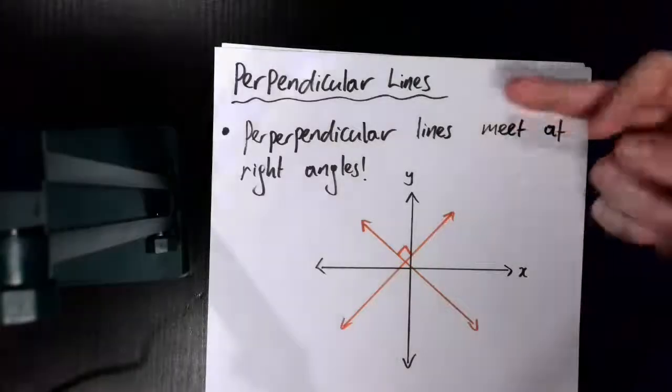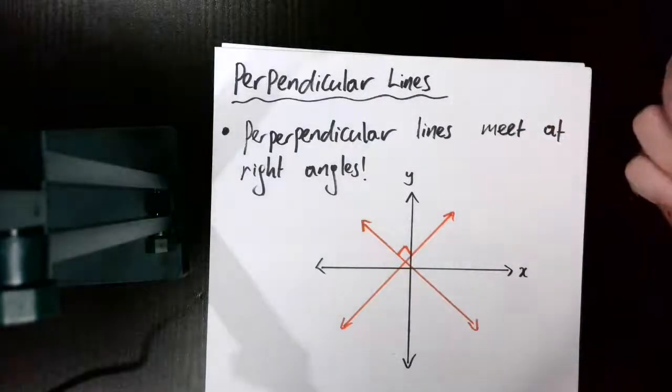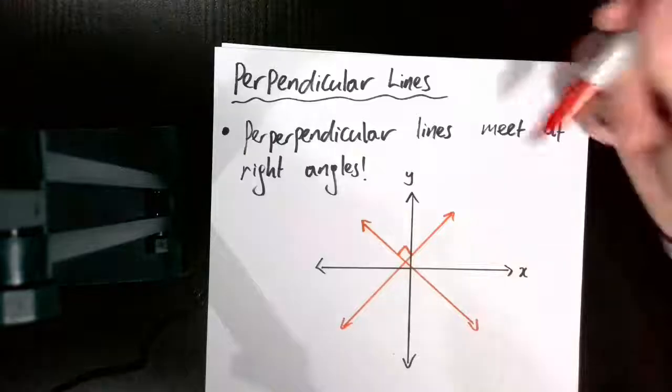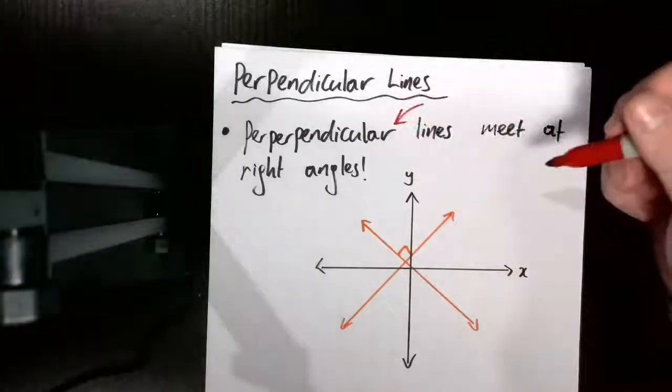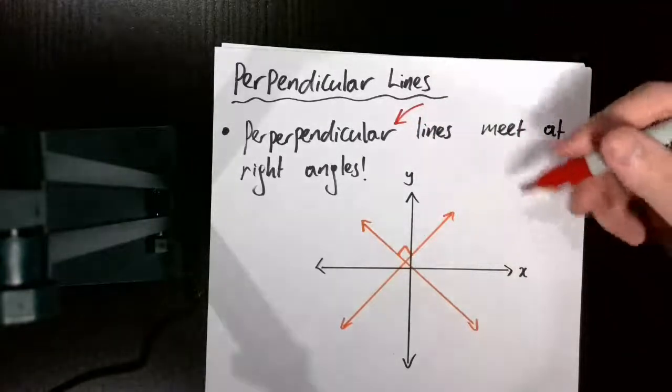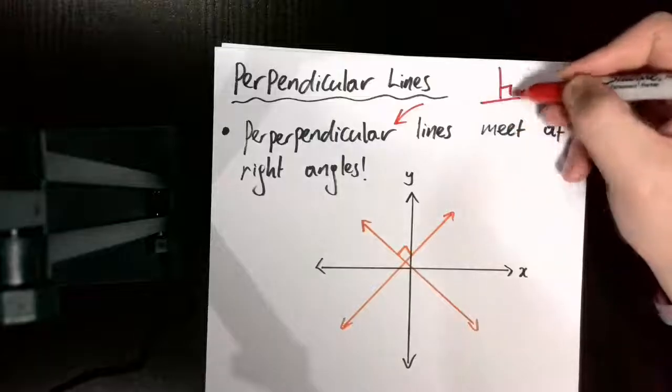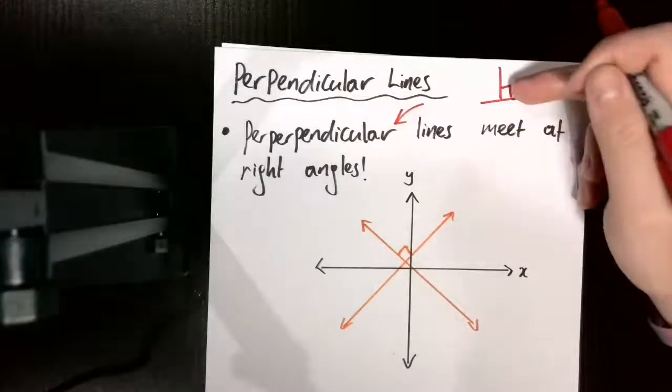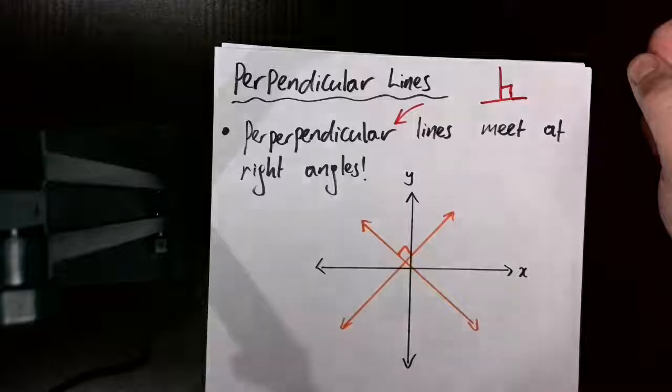With perpendicular lines, they're very special in the sense that they meet at right angles, and that's what the word perpendicular actually means. It means to meet at right angles. When we talk about right angles, we generally put the little box in to represent the 90-degree angle.